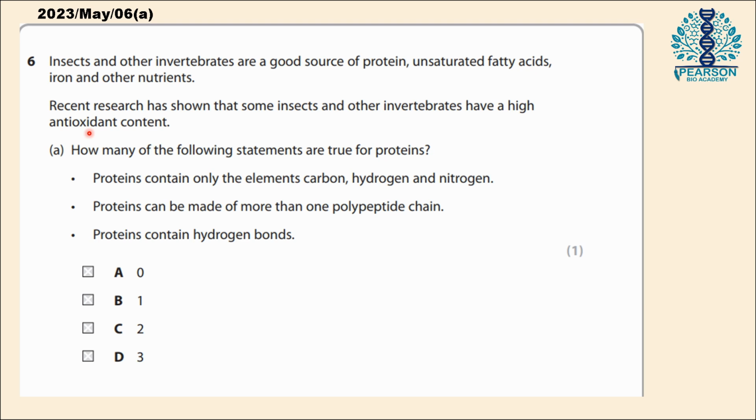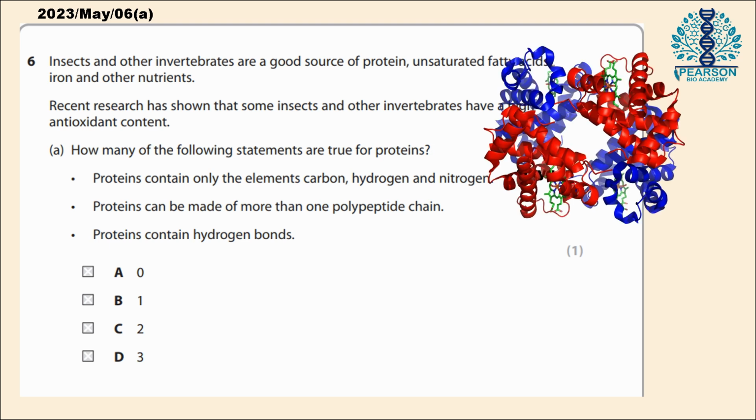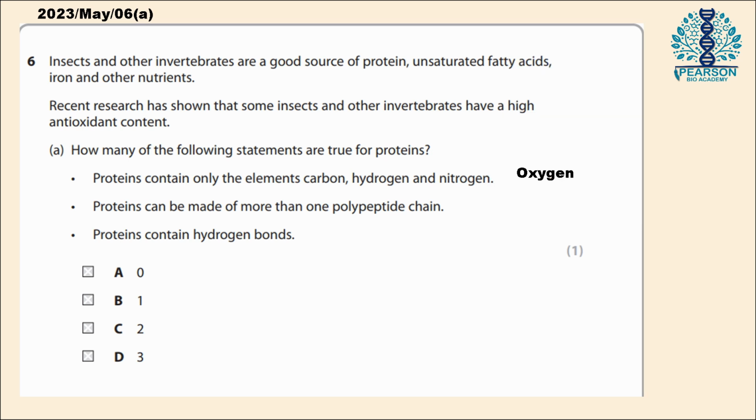This question is from the 2023 May paper and it's focused on the correct statements for proteins. The first statement states proteins contain only the elements carbon, hydrogen and nitrogen. You know that it contains oxygen also. The second statement, proteins can be made of more than one polypeptide chain. I can give you a good example. It's hemoglobin. You can see it's made up of four subunits, or four polypeptide chains. Therefore, the second statement is correct.